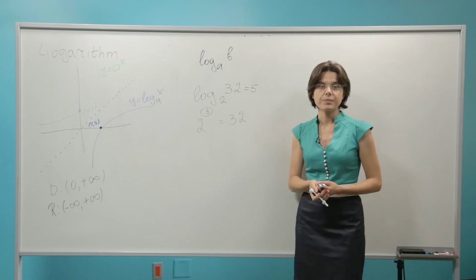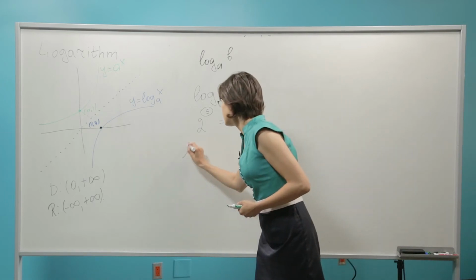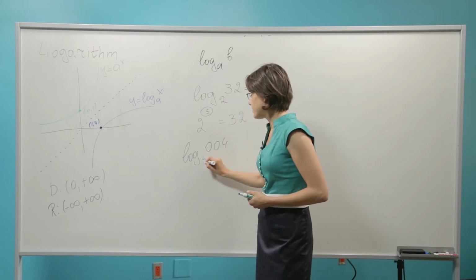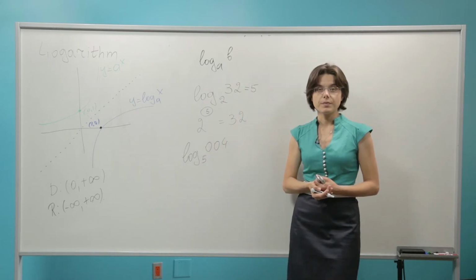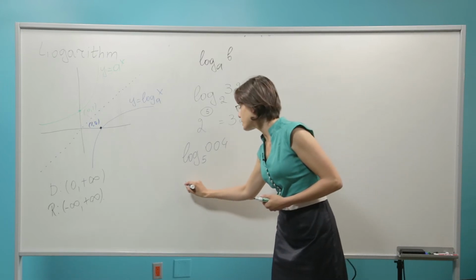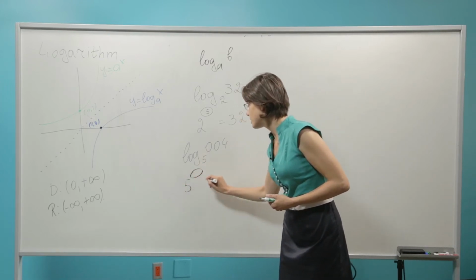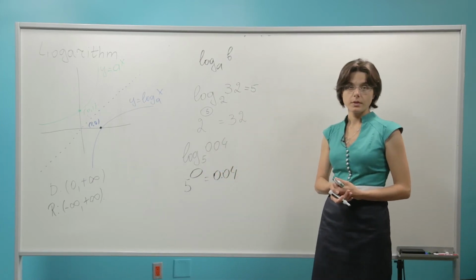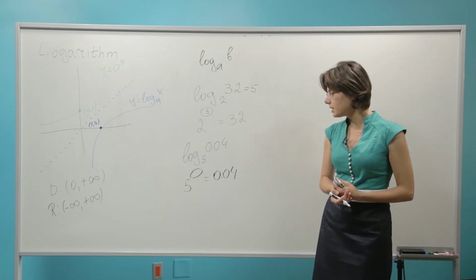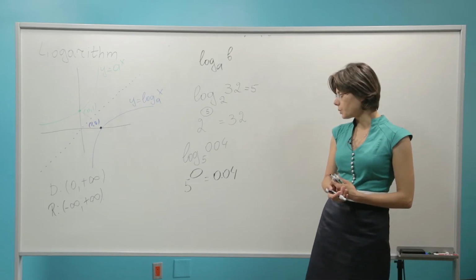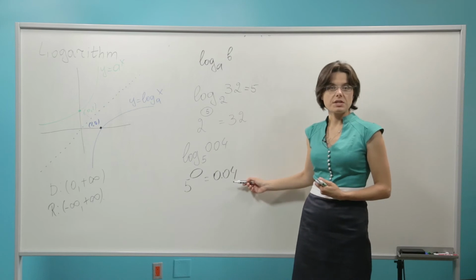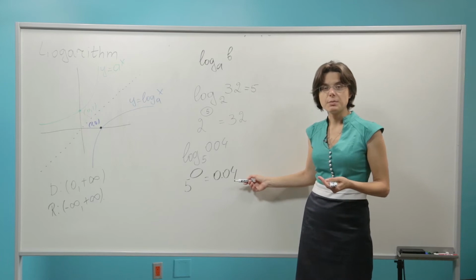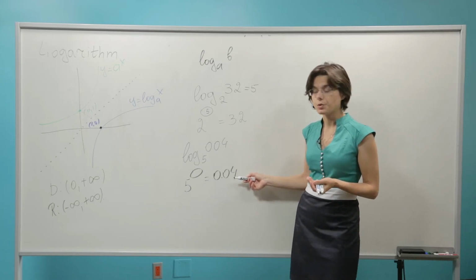Or another example. What is a logarithm of 0.04 with base 5? So again, I have to find at which power I have to raise 5 in order to get 0.04. Well, apparently we can play a little bit here, and I can think about the following. 0.04 is the same as 1 divided by 25, and 1 over 25 is the same as 1 over 5 to the power of 2.